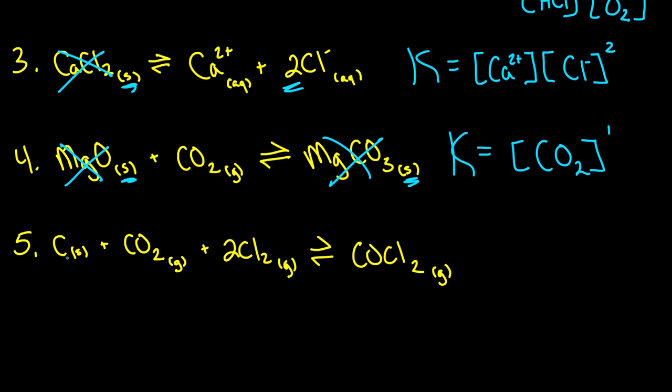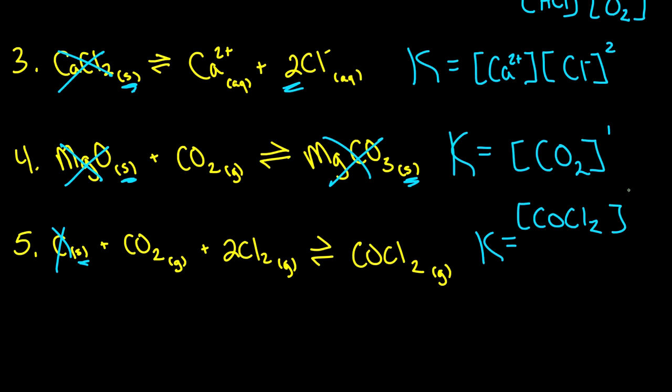All right, the last one. I got solid carbon, a solid here, so we're going to ignore that one, plus carbon dioxide gas, plus chlorine gas yields COCl2, also a gas. So K equals products over reactants. My only product is COCl2.